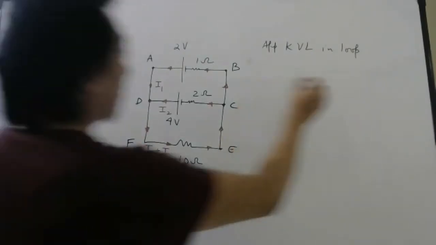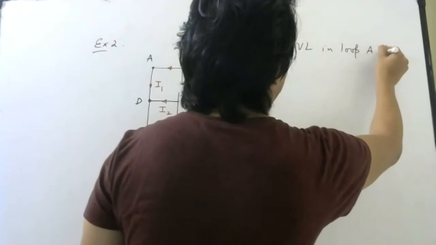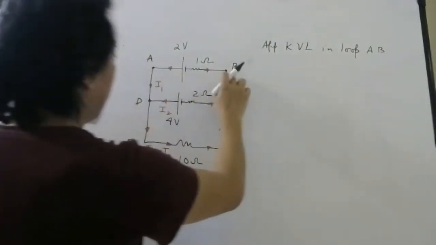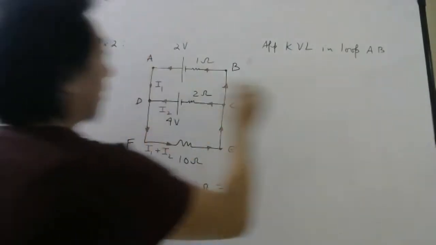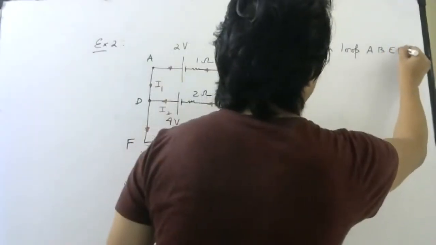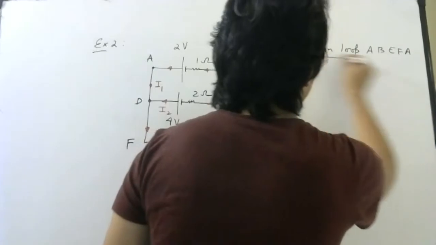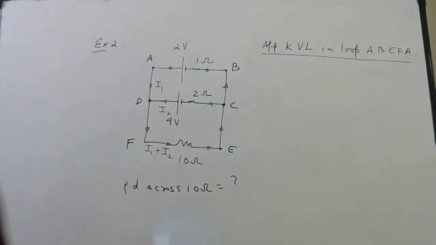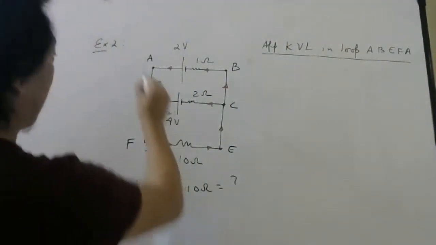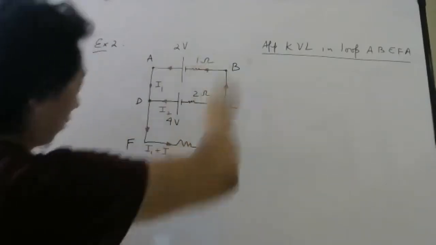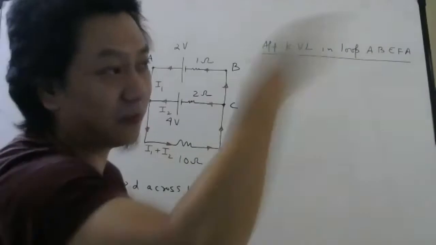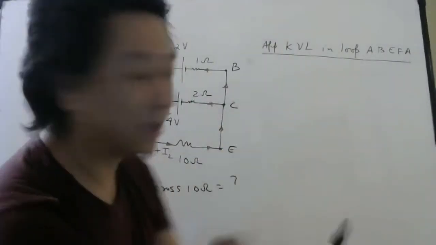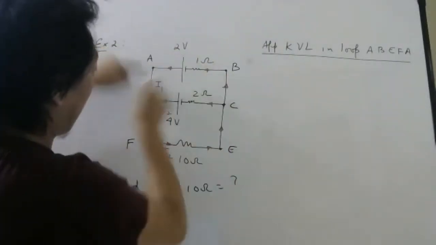Okay. So first I will apply in A, B, E, F, A, this loop. A, B, E, F, A. Okay, let us start. Actually, we have done this before. First example, like this we will apply. And I will always go like this, okay? If you want to go this way, doesn't matter. Answer will be same only. So let me go this way. I will not come here, okay?